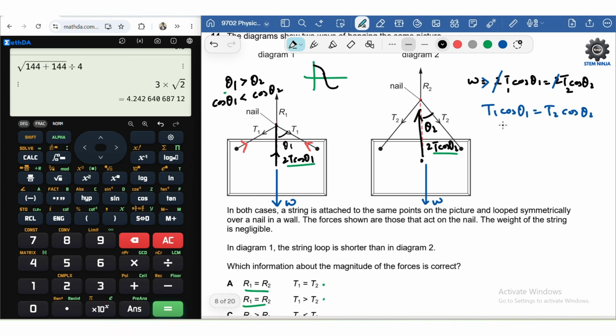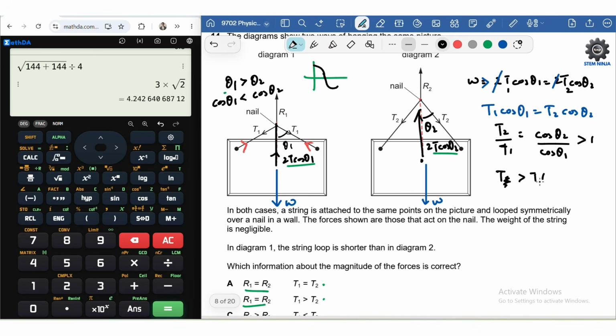Okay, so your T2 over T1 is cos theta 2 over cos theta 1, which would be greater than 1, because cos theta 2 is greater than cos theta 1, right? So that ratio cos theta 2 over cos theta 1 would be greater, right? Simply. So your T2 is greater than T1.